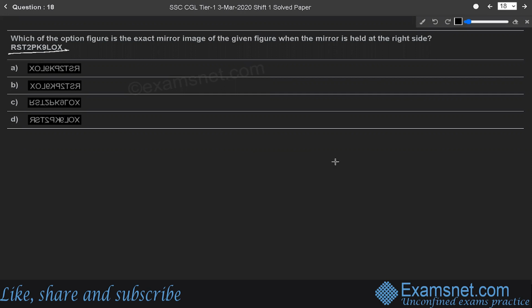So let us write the figure first, which is R S T 2 PK 9 L O X. And the condition given in the question is that we have to find the exact mirror image of the given figure when the mirror is held at the right side. So the mirror will be placed at the right side. Consider this as the mirror. According to the question, it is placed on the right side of the figure.